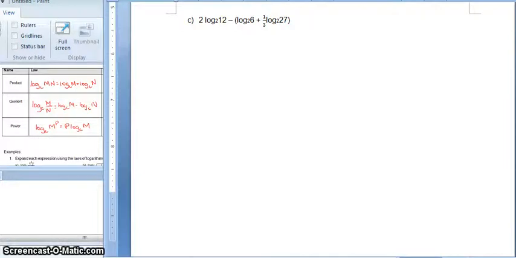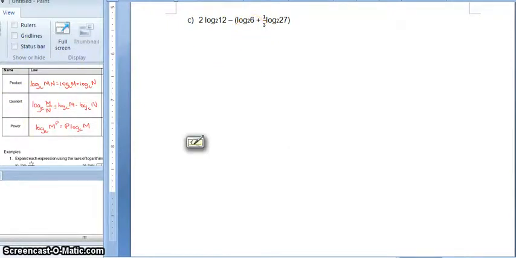Alright ladies, so here we have our last example. So here we have 2 log base 2, 12 minus, that's in brackets there, log base 2, 6 plus 1/3 log base 2, 27. Hope you guys can see that there. So what we're going to do is simplify this and evaluate that expression using our laws here.